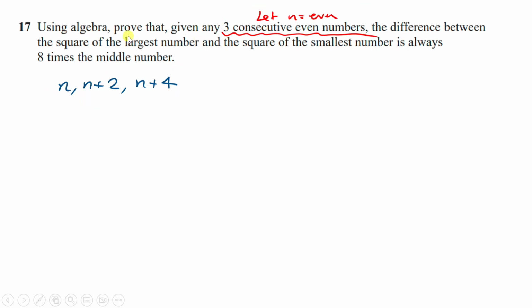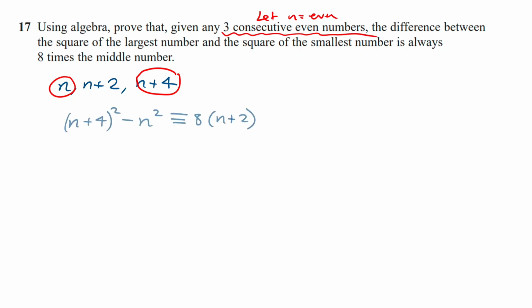Now it tells us to prove that given any three consecutive even numbers, the difference between the square of the largest number, which I'm talking about this one here, and the square of the smallest number is always 8 times the middle number. So what that means in actual words is this. The biggest number squared minus the smallest number squared must be identical to 8 times the middle number, which is this one here, n plus 2. And that's how it should look.